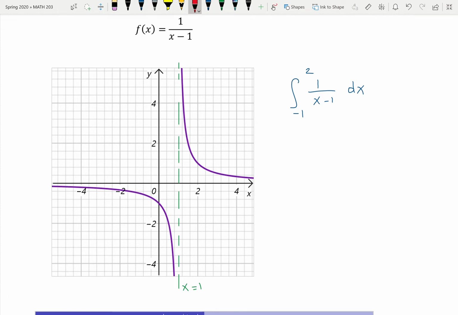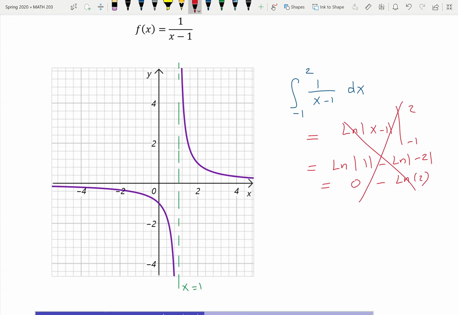It's wrong to do this as ln absolute value of x minus 1. That's the antiderivative of this from negative 1 to 2. And then you got ln of the absolute value of 2 minus 1, which is 1, minus ln of the absolute value of minus 1 minus 1, which is the absolute value of negative 2, so that's 0 minus ln of 2. This is wrong.